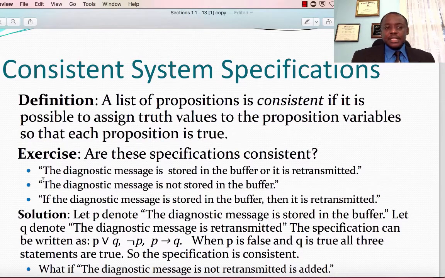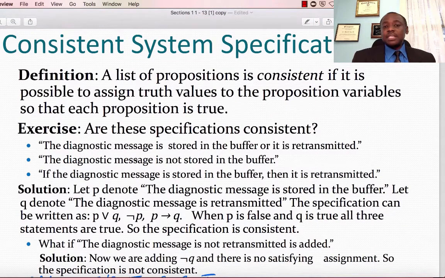First proposition, the diagnostic message is stored in the buffer or it is retransmitted. The diagnostic message is not stored in the buffer. If the diagnostic message is stored in the buffer, then it is retransmitted. So what I do first is I translate each of these from English or from system software engineer language to propositional logic and ask myself, can I find truth values that will cause all the propositions to be true? If that is the case, then we say it is consistent. Otherwise, it is not consistent.